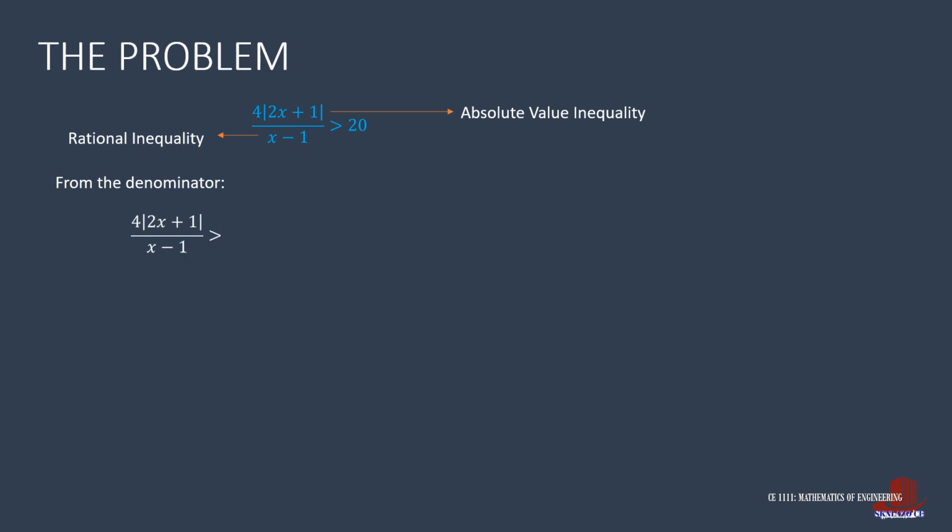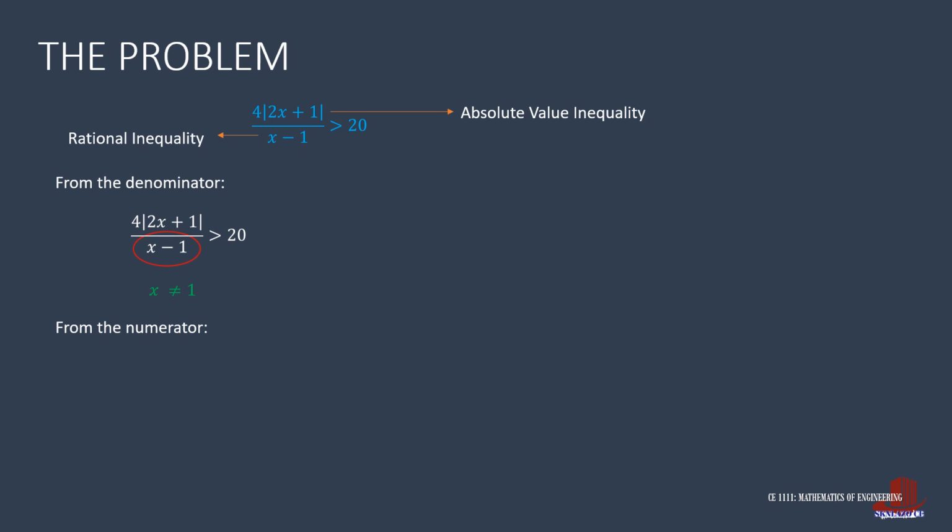The denominator of x minus 1 shouldn't be 0 to avoid having an indeterminate form. So we can deduce that x should not be positive 1. This is then our first marker.